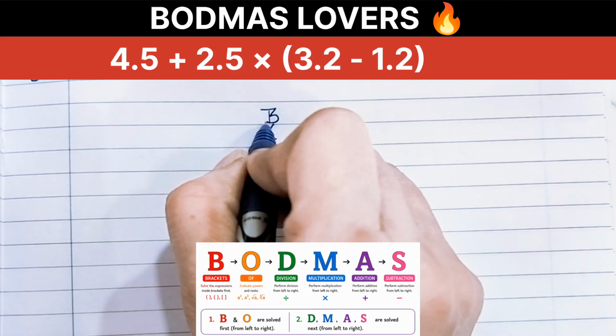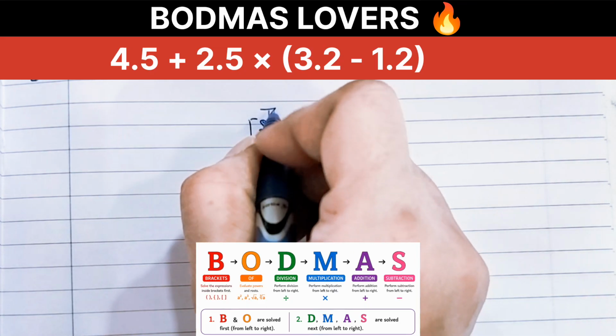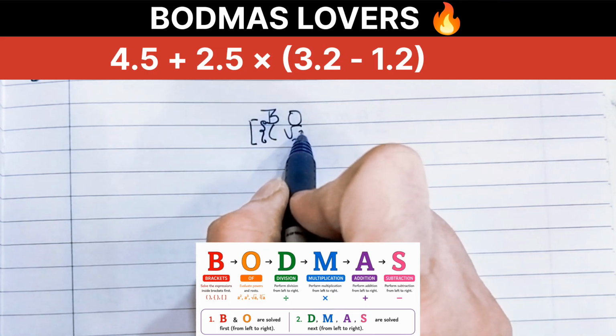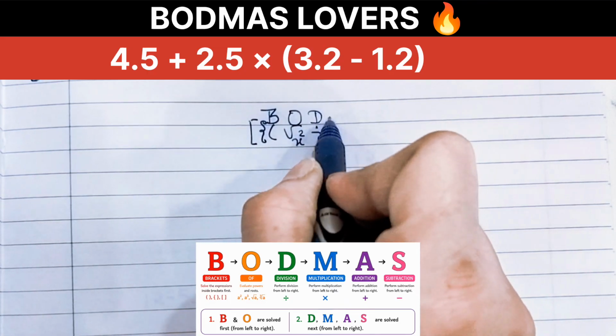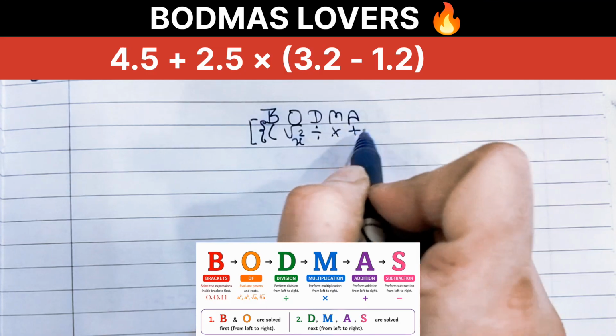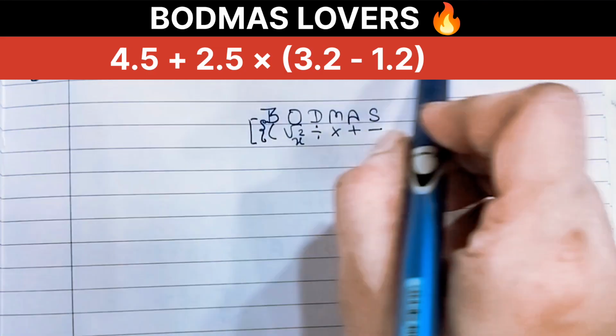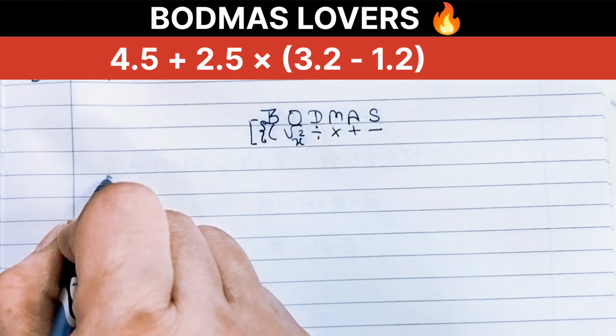BODMAS rule says first we solve brackets: small brackets, curly brackets, then square brackets. O stands for order, we convert into multiplication, we solve roots and exponents. D stands for division, M stands for multiplication, A stands for addition, S stands for subtraction. Now according to this BODMAS sequence, we'll break down this expression with a step-by-step solution.